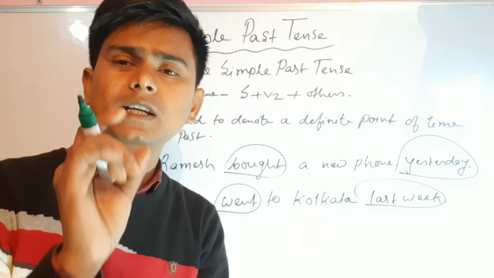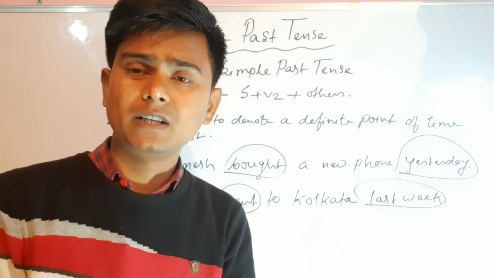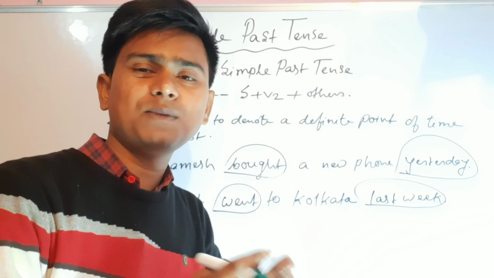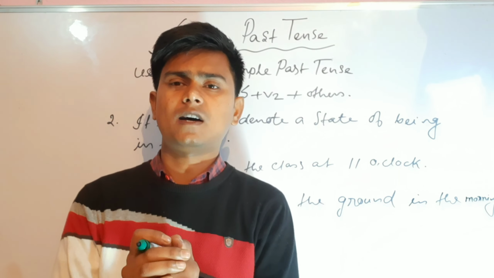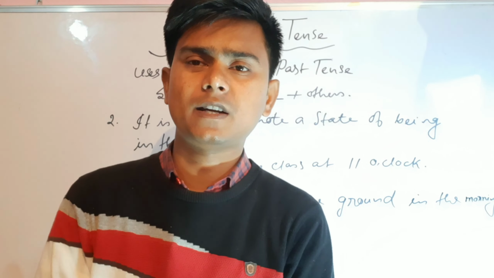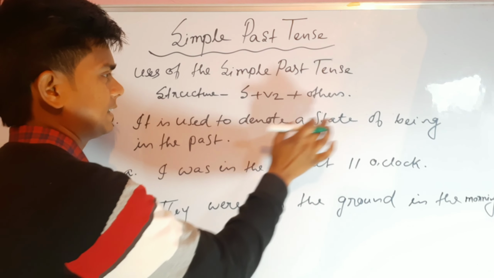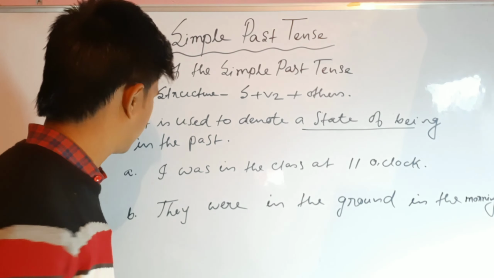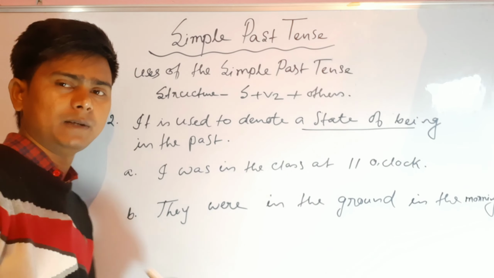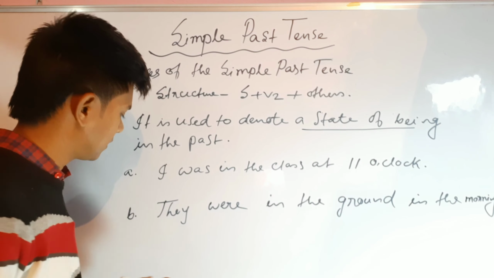Now we will see the last use of simple past tense. It means number 3. So let's see what is there now. So friends, here I am with the last use of simple past tense. Let's see what is written there. It is used to denote a state of being in the past time, right? Remember this, state of being. Look at the examples. What are they?